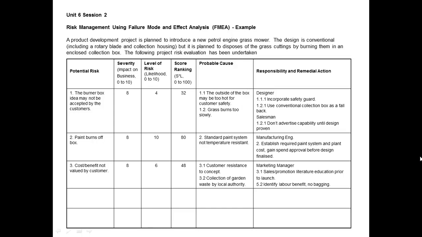I've left a couple of spaces here. You may want to play with one or two of your own ideas about other risks that you could identify given this potential new product idea.